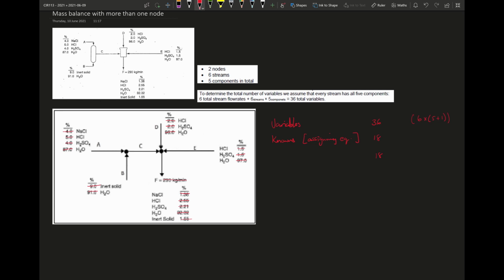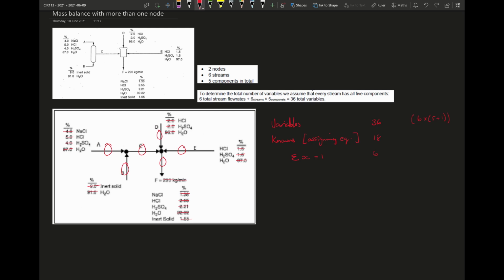If we want to solve this problem, we need to now get 18 equations to solve it. If we have fewer than 18 equations, the system is underspecified, and if we have more than 18 equations, the system is overspecified. Let's look at what these equations will be. The first equations we're going to use are the easy ones: the sum of the fractions will be equal to 1. Now, how many of these are there? There are going to be 1, 2, 3, 4, 5, 6 of these. So we have 6 sum of fraction equations to add.